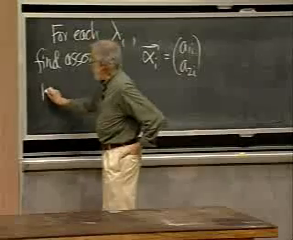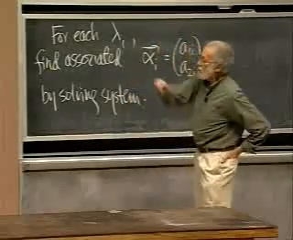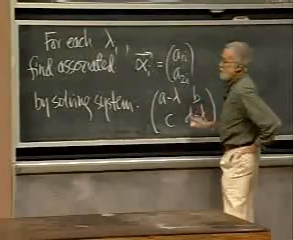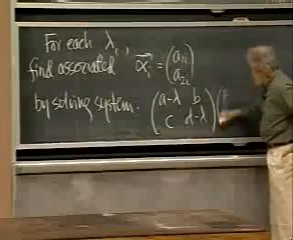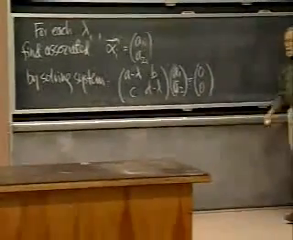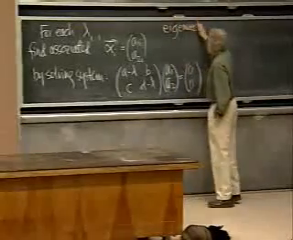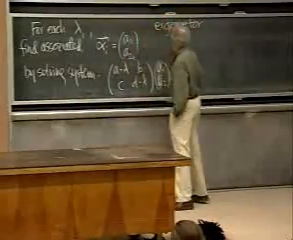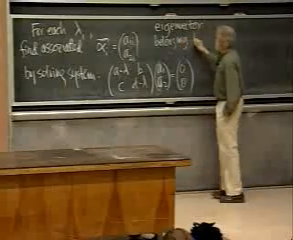By solving the system, and the system will be the system which I'll write this way: A minus lambda, B, C, D minus lambda, times X, Y, A1, A2, equals 0, 0. It's just that system that was over there, but I'll recopy it. And these are called the eigenvectors. Each of these is called the eigenvector associated with, or belonging to, again in that sense of property, belonging to lambda I.